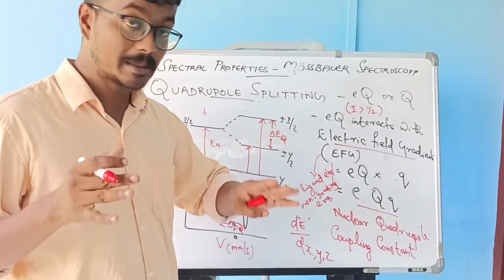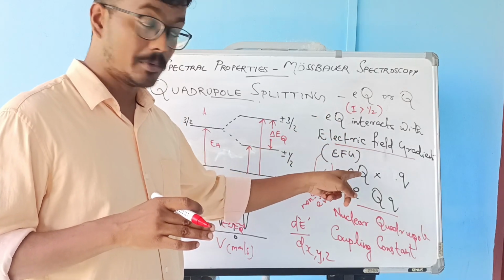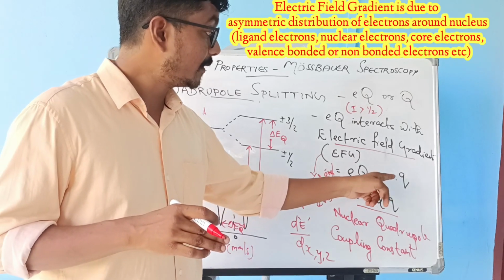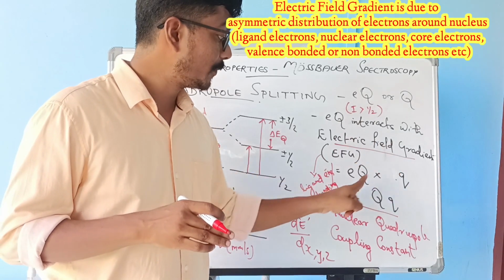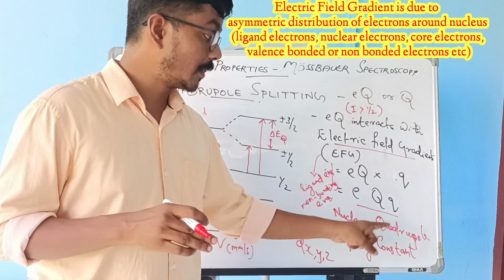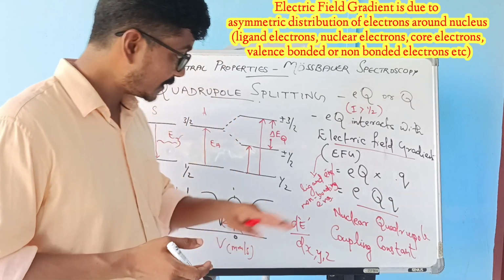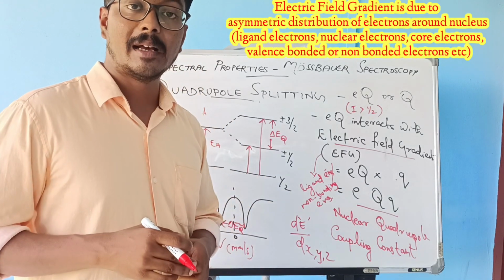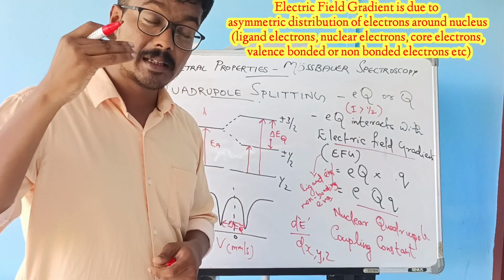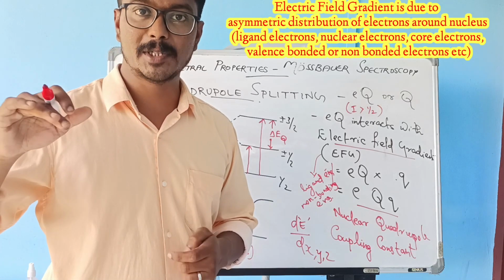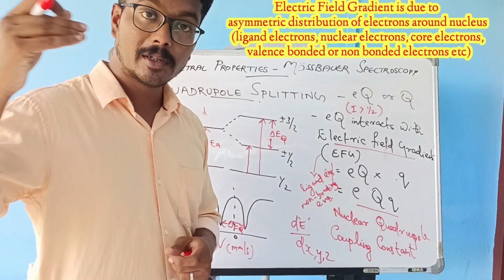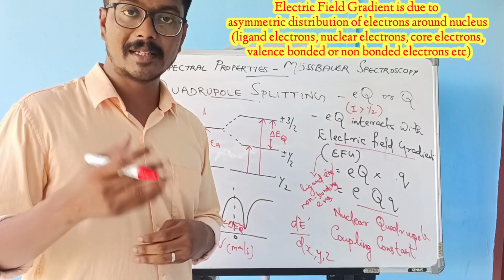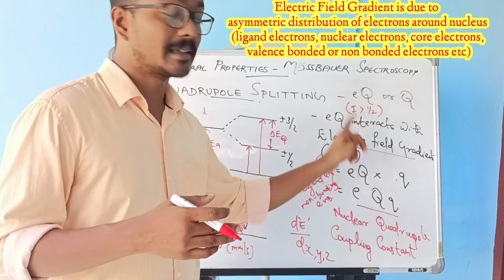Mathematically it can be expressed as eQ, or simply Q. Here e is the electron charge and Q is the quadrupole moment. Interacting with the electric field gradient, eQq is called the quadrupole coupling constant. This electric field gradient is a vector quantity, which is direction dependent, and it is formed due to the unsymmetrical distribution of non-bonding electrons, nuclear electrons or ligand electrons with different character. Ligand electrons create this electric field gradient.